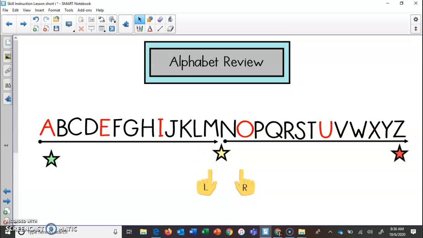There are two types of letters. There are vowels and there are consonants. The vowels in this alphabet strip are colored red. All the other letters are consonants.